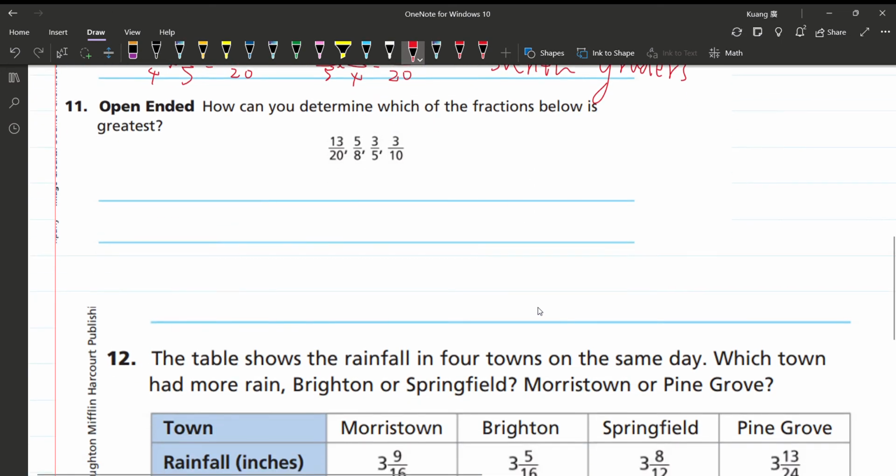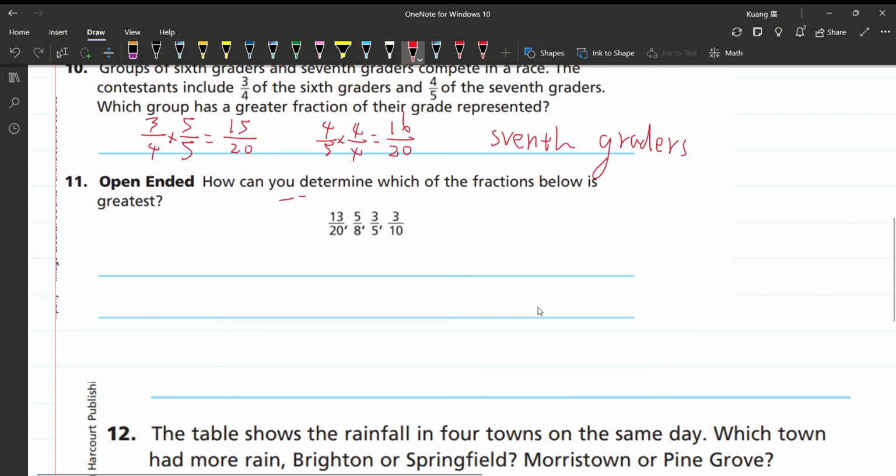Okay, question 11. Open-ended. How can you determine which of the fractions below is greatest? How can we do that? He didn't ask which one, he just asked how can we do so. We find their common denominator, right? And then make them have the same denominator. So this one is open-ended, so any reasonable answer is acceptable.